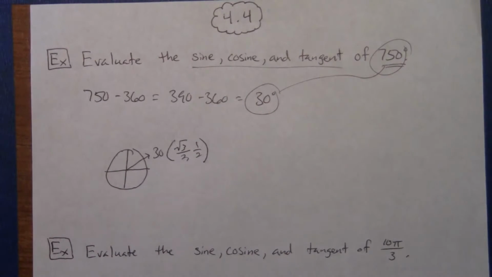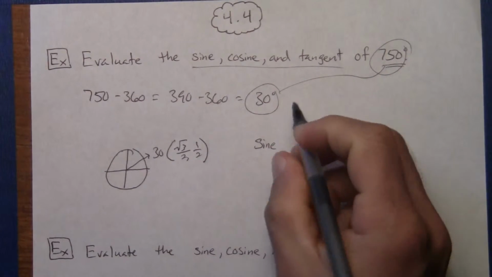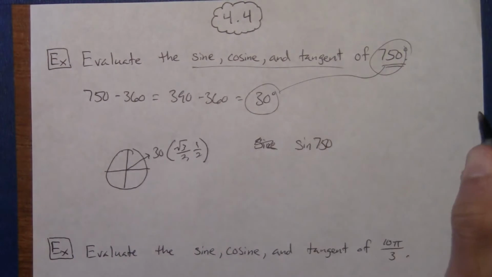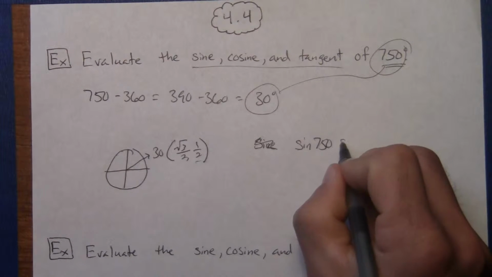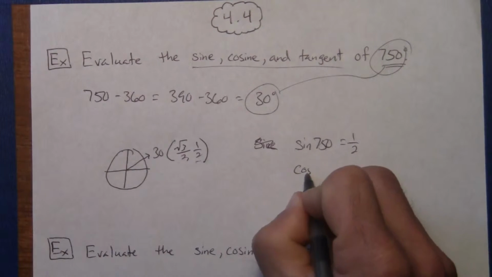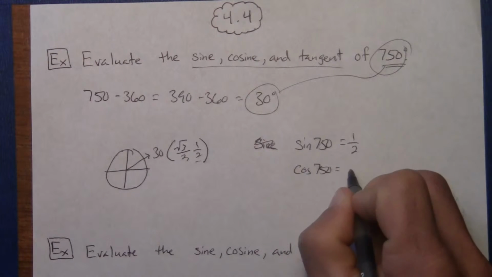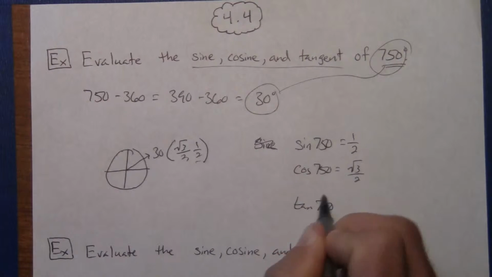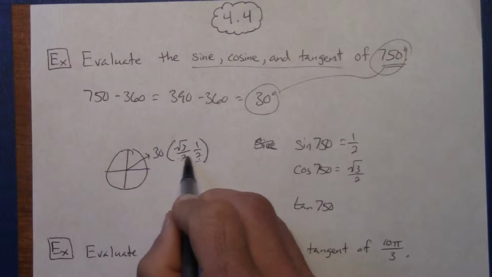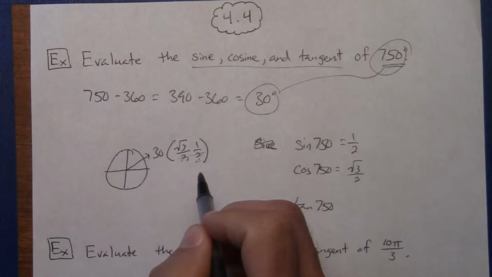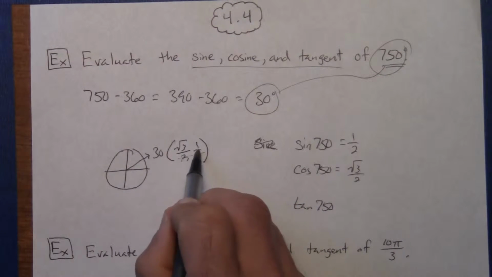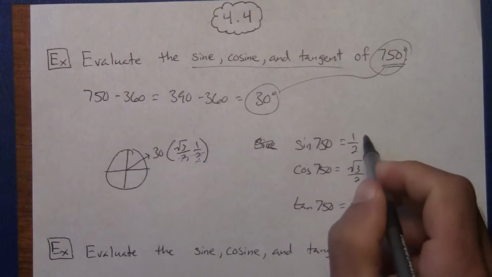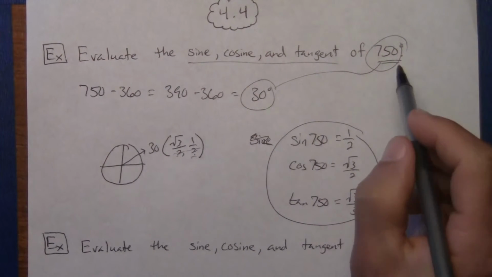It wants me to find the sine, cosine, and tangent. Well, the sine of 750, which is the same thing as 30, is going to be the y value. It's 1/2. The cosine of 750, because we're on the unit circle, is just the x value. It's the square root of 3 over 2. And then the tangent of 750, if I take y divided by x, remember you can disregard the 2's because they'll just cancel out when you multiply by the reciprocal. It's 1 divided by the square root of 3, so make sure you rationalize, and I get square root of 3 over 3.